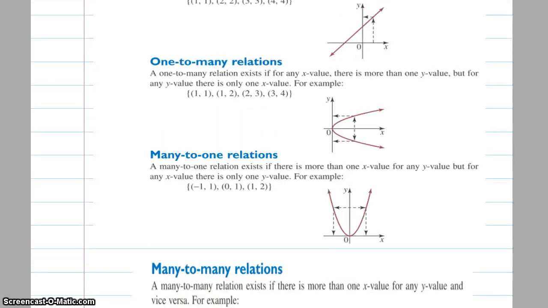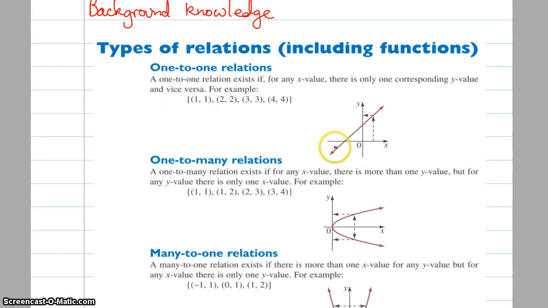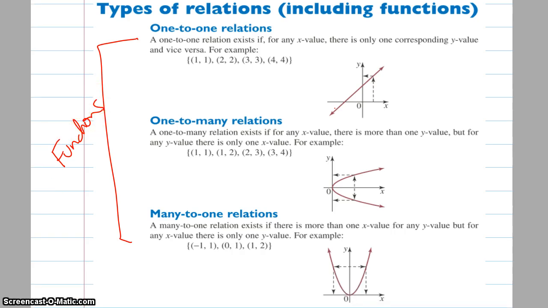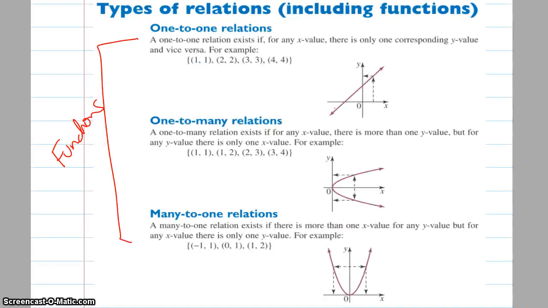Now I do need to let you know that the first one and the third one are both considered functions. The second one and the fourth one, the one-to-many and many-to-many, are not considered functions. So only the first one and the third one are considered functions. When we do the inverse, we'll find out that some of the graphs that we want only need to be one-to-one, but we'll get to that a little bit later.